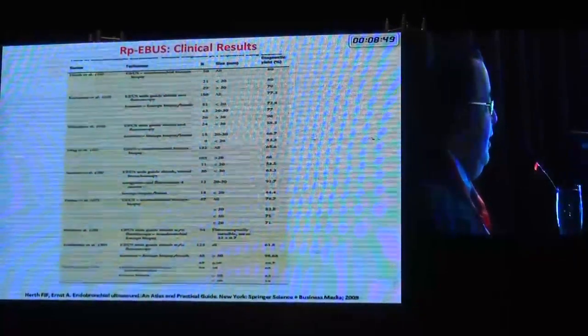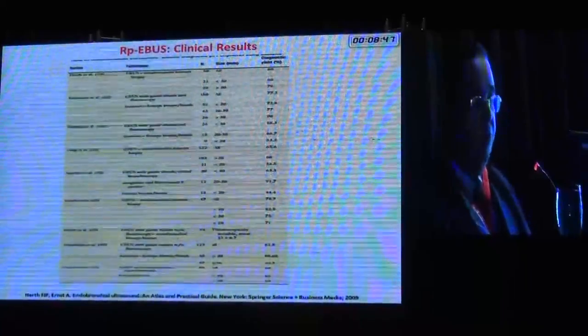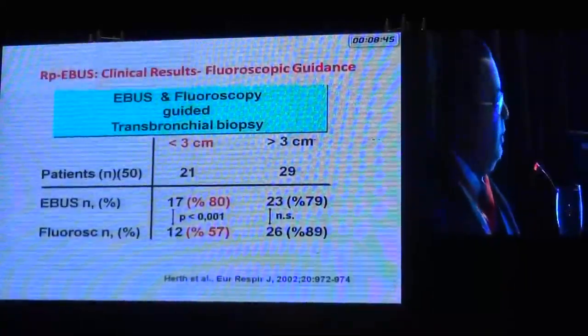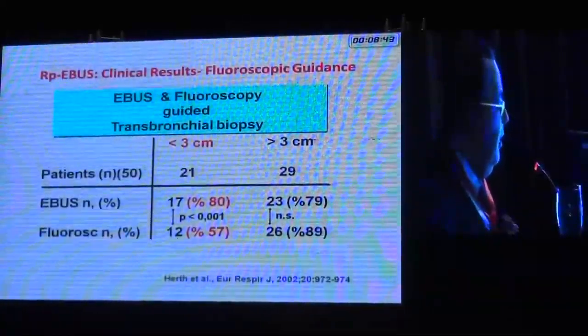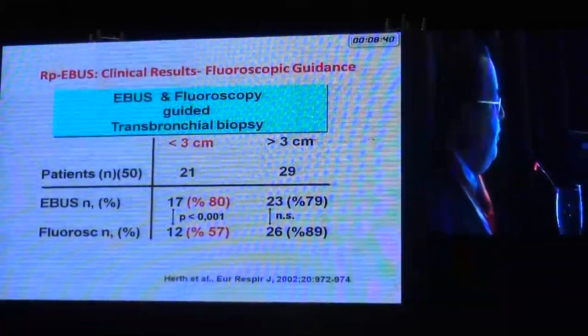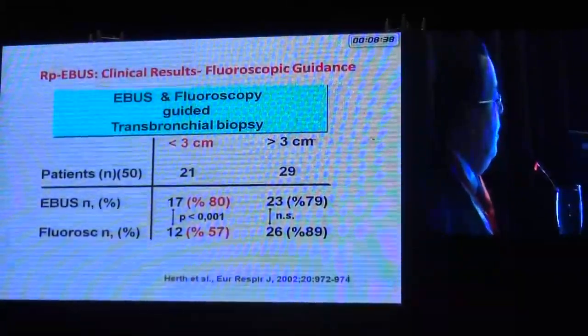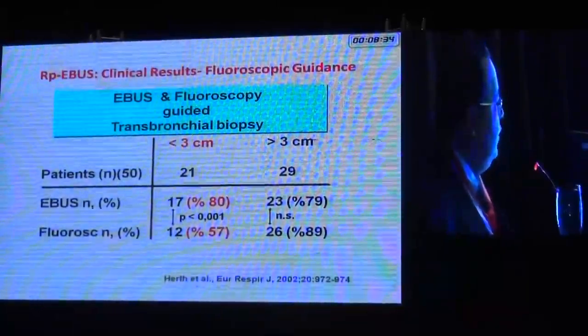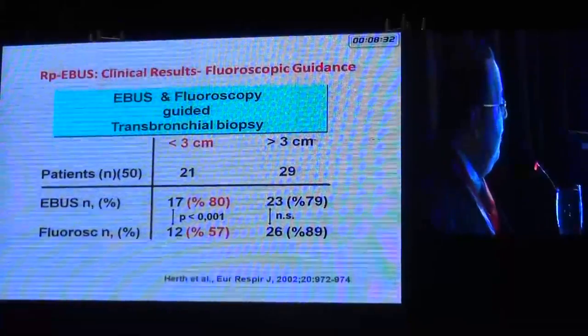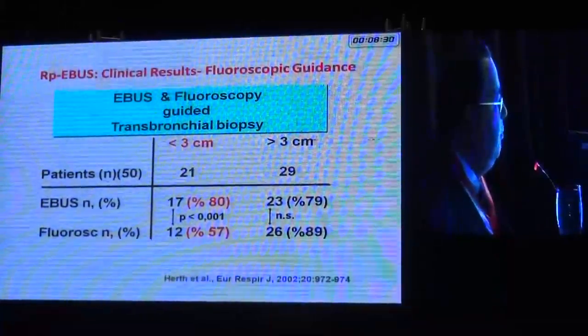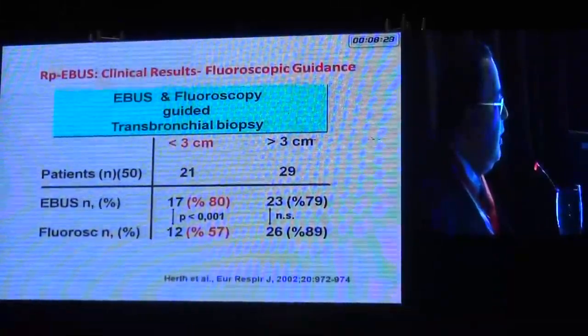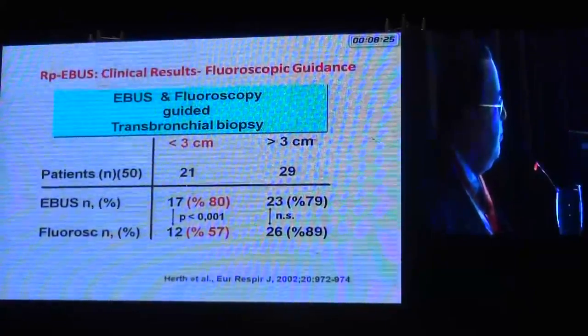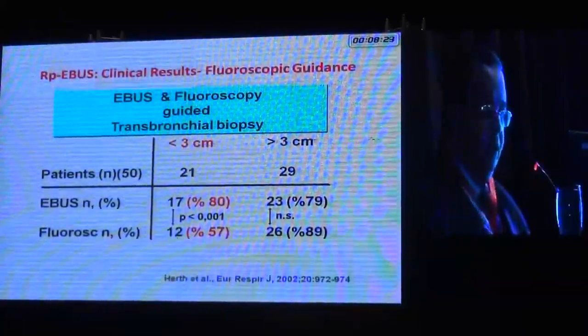There is a long list of clinical results regarding the radial probe EBUS. I'm going to pass. The first one for sure is from Heidelberg, Professor Becker and Herth. This is one of the first early publications, 2002. There was significantly more yield with EBUS in lesions less than 3 centimeters, more than with fluoroscopy. But in lesions more than 3 centimeters, there was no significant difference. What is important is the small lesions that the fluoroscopy cannot reach.